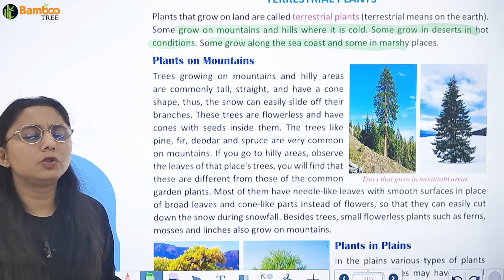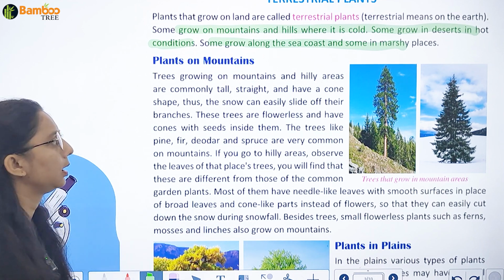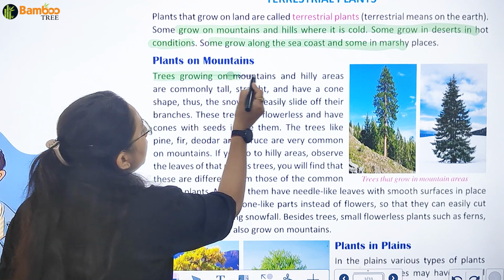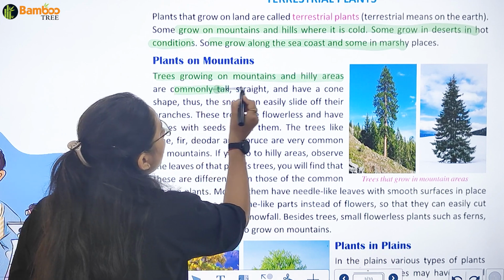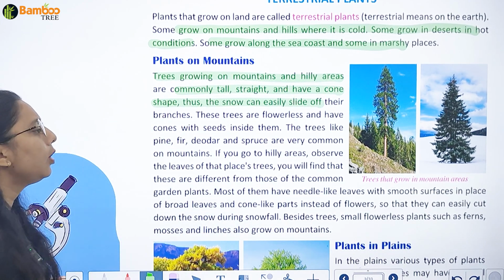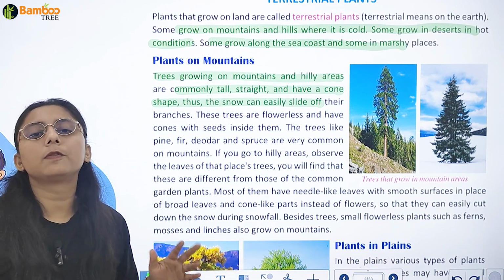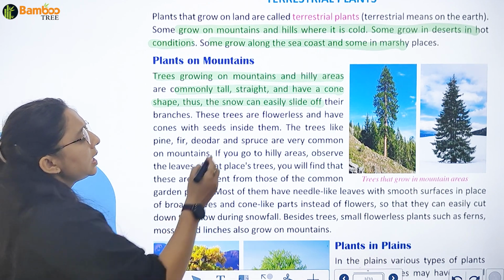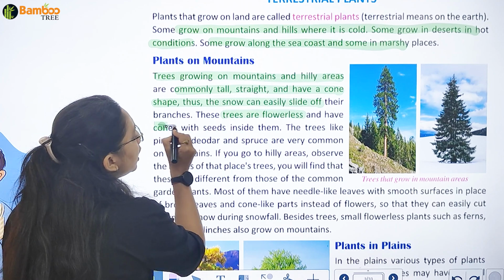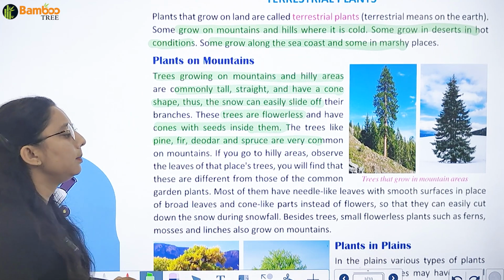Now plants on mountains. Spruce, pine, you will see in mountain areas. Trees growing on mountains and hills are commonly tall, straight and have a cone shape. The snow can easily slide. Look, you get a cone shape because the snow can easily slide off. The trees are flowerless, they have cones, and trees like pine, fir, deodar, spruce are common in mountains.